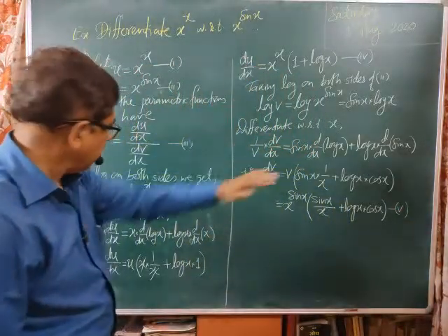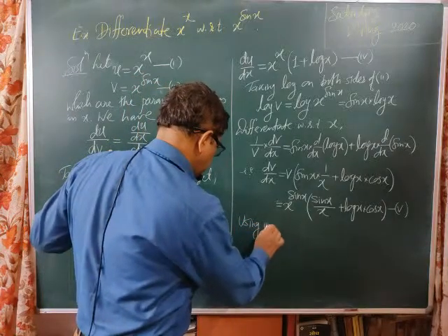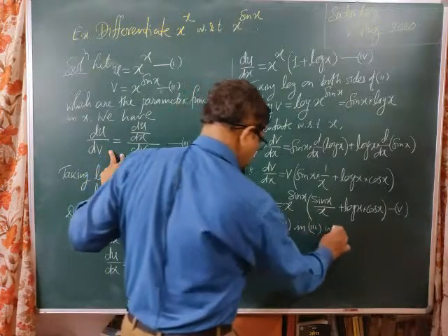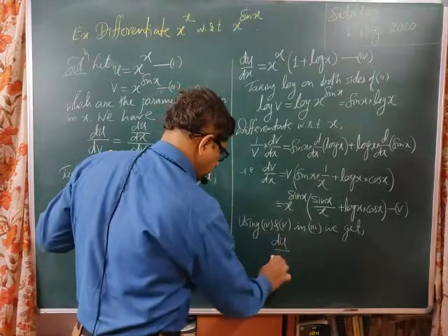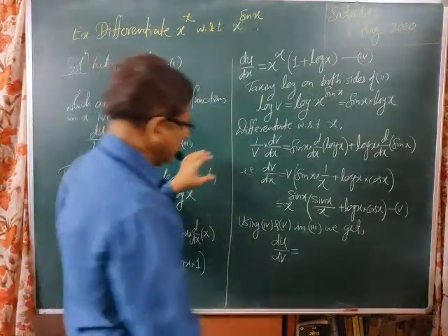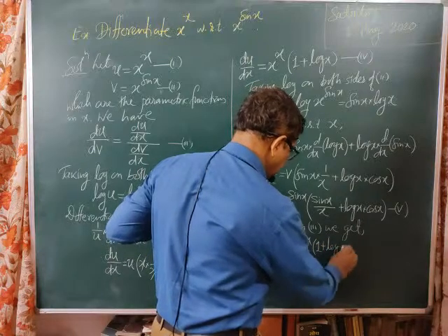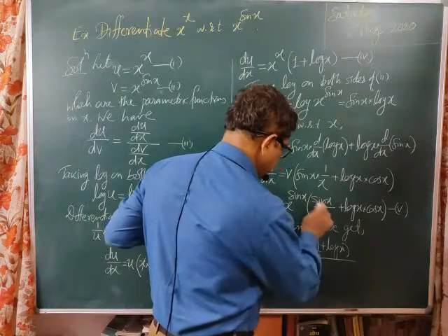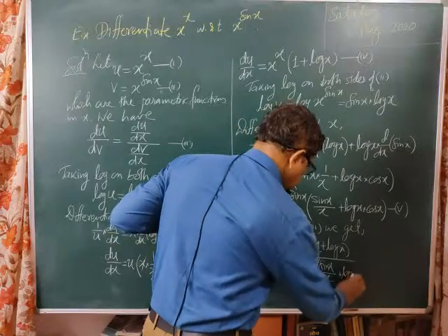Okay, so use 4 and 5 in 3. So du by dv is equal to, now du by dx is x raised to x into bracket 1 plus log x, divided by dv by dx, which is x raised to sin x into sin x upon x plus log x into cos x.